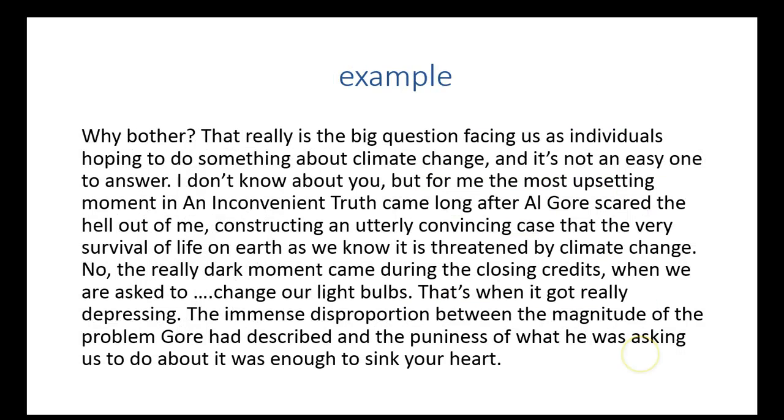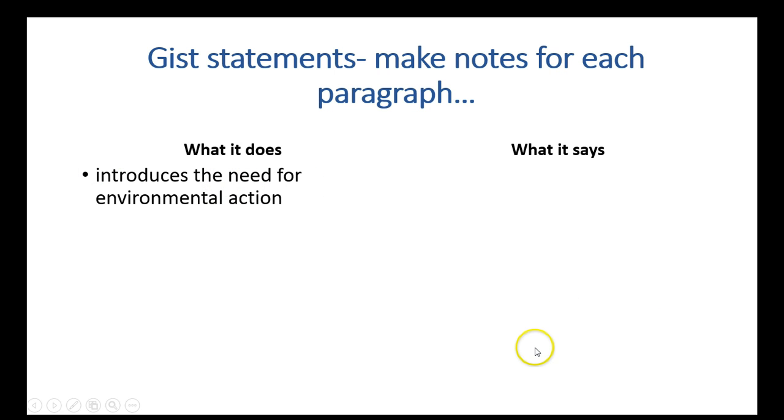So let's look at an example from the book. This is about climate change. It's "Why Bother?" written by Michael Pollan, and it's in your book in chapter 5. So here's a whole paragraph, and what we're going to see next is what that paragraph did. It introduced the need for environmental action. That's what it did, because every paragraph does something. Every paragraph works to help support the thesis. So this paragraph did its job by introducing that.